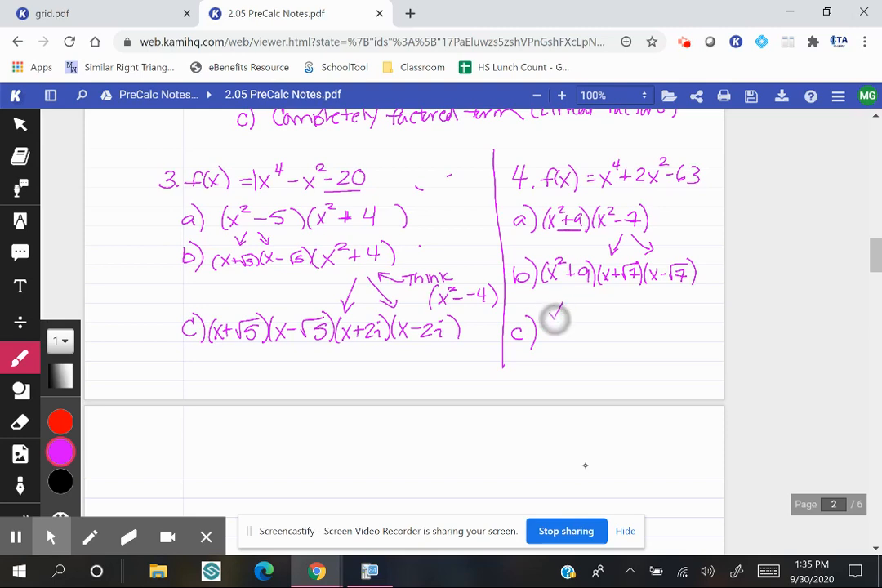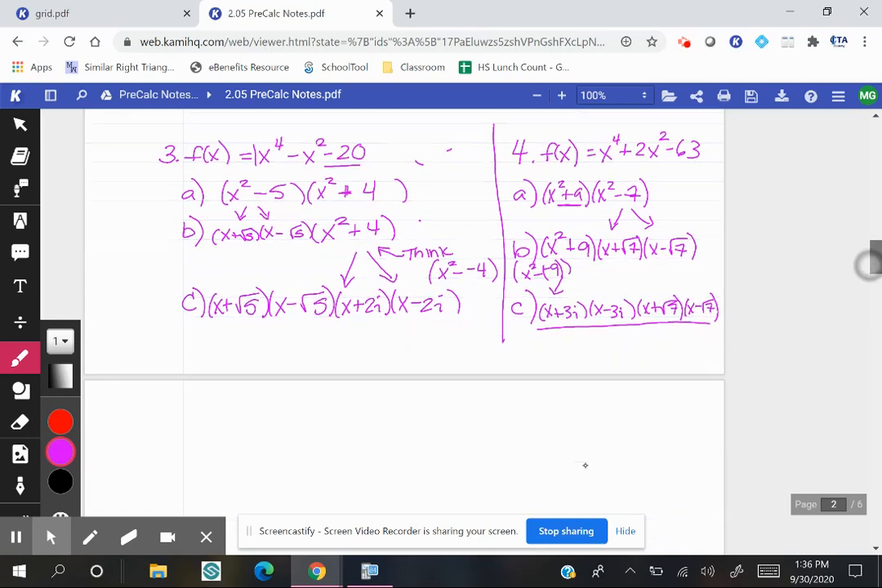And then here, again, think of this as x squared minus -9. So you're taking the square root of x squared. Square root of -9 is 3i, positive, negative. And then just bring down your x plus rad 7, x minus rad 7. And then we have our complete factorization right there for number 4.